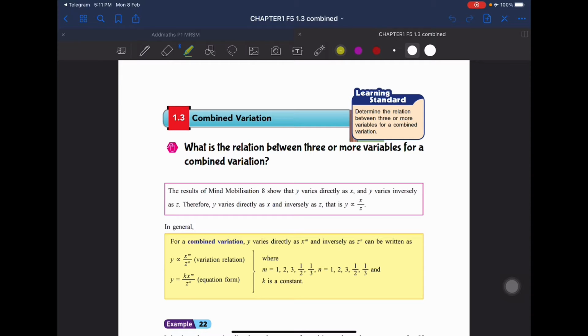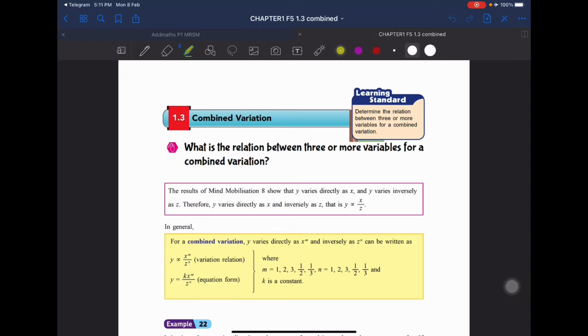So today we're going to continue from our previous subtopic. I hope you're ready for today's lesson. Today's lesson is combined variation, and your first learning standard for today is determine the relation between three or more variables for a combined variation.